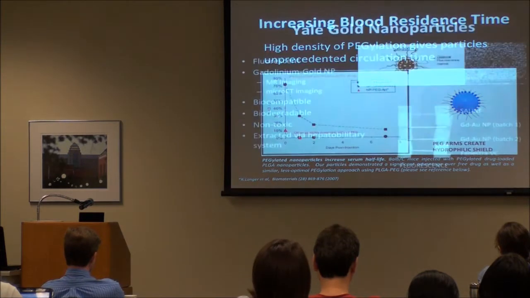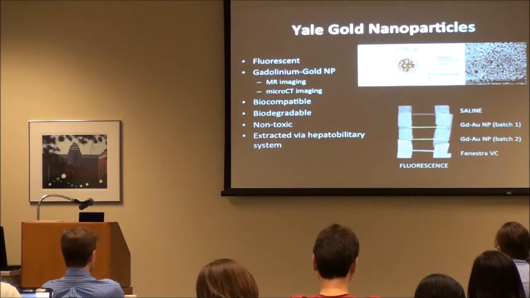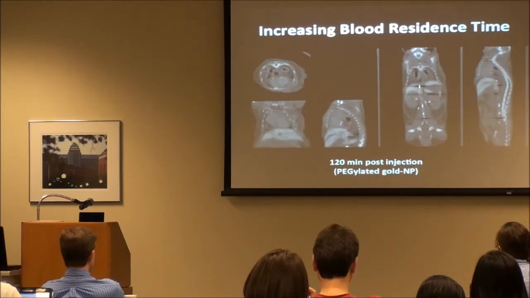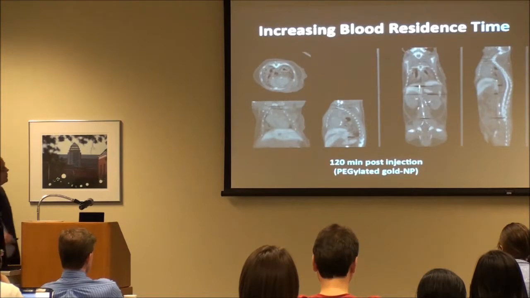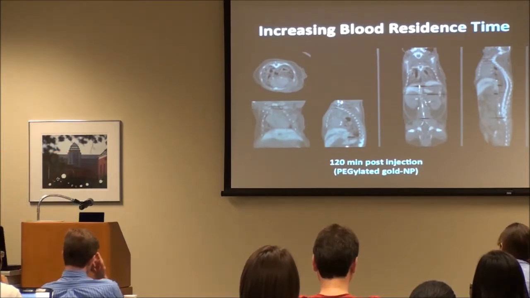And these are some examples. At Yale University, where I worked a couple of months before, we were developing gold nanoparticles with those PEG branches, within 100 to 200 nanometers in size, and it actually increased the blood residence time. As you can see here, about 2 hours post-injection, we were still able to see the structures of the heart. It was not very great intensity, but it was, again, 2 hours post-injection.